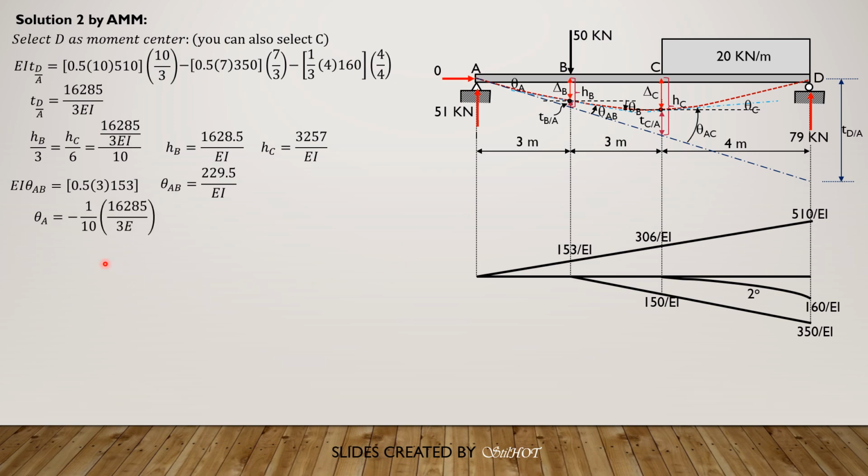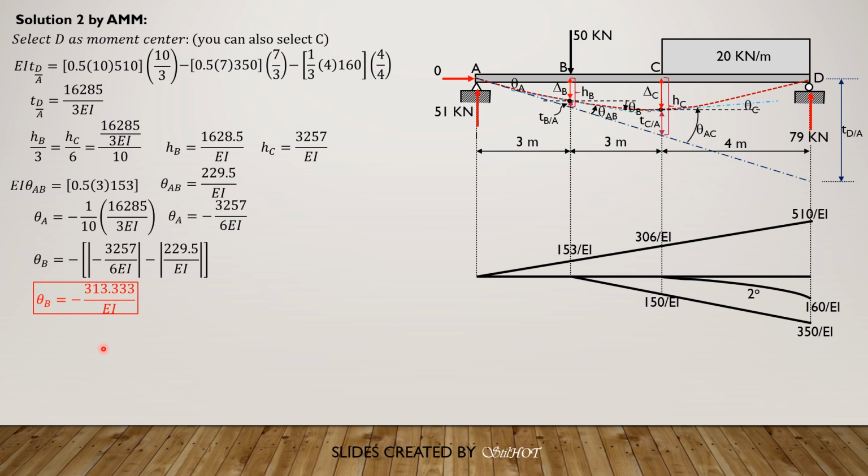So from the figure, theta A is negative 1 over 10 of the deviation of D relative to A. So it is equal to negative 3257 over 6 EI, which checks the value of C sub 1 in the double integration method. Then theta B is negative of the absolute value of theta A minus the absolute value of theta AB, which is 229.5 over EI. So it is expected negative, so theta B is negative 313.333 over EI as before.